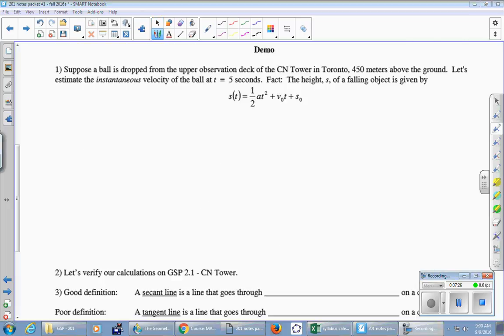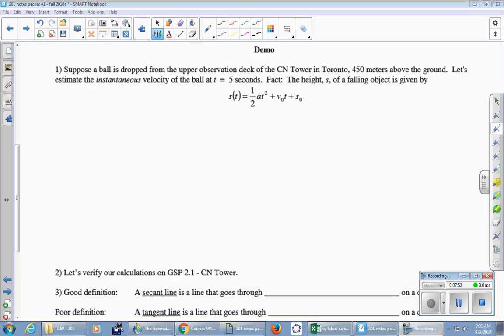Okay, so we're going to tackle this number 1 here in the demo, and as soon as we finish this little demo, you're just going to go back to the problem on the zombies that you were on, okay? All right, number 1, suppose a ball is dropped from the upper observation deck of the CN Tower in Toronto, 450 meters above the ground. Let's estimate the instantaneous velocity of the ball at t equals 5 seconds. Instantaneous velocity of the ball at t equals 5 seconds.